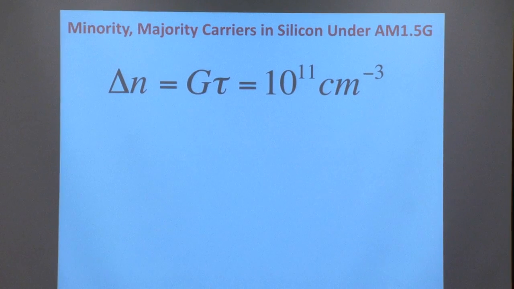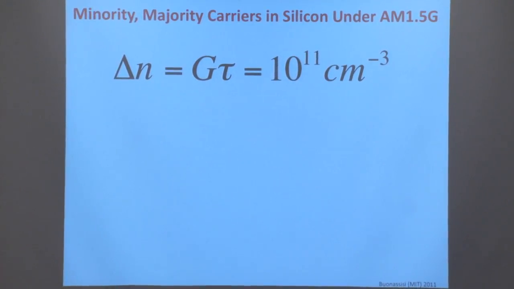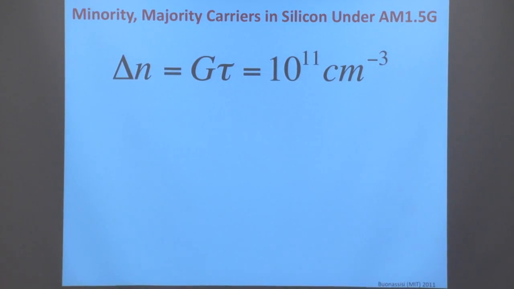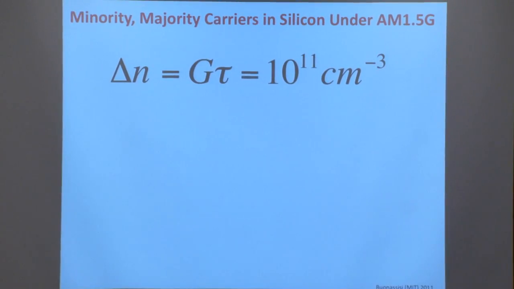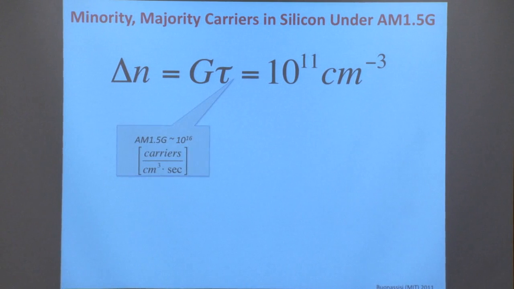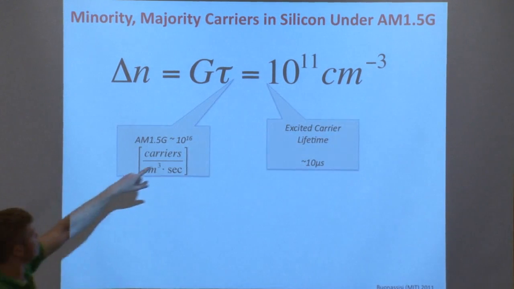So let's say we subject a piece of silicon to AM 1.5 spectra. Wait, is that? Yeah. So your G, oh, sorry. This is a little off. There we go. Sorry about that, when I added some equations.